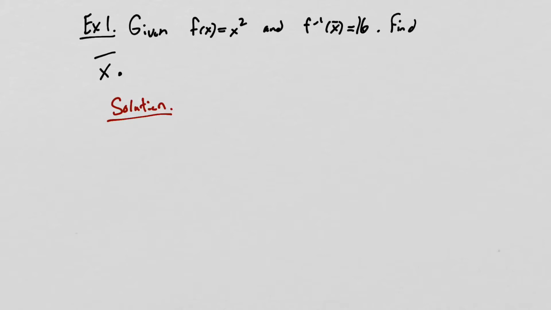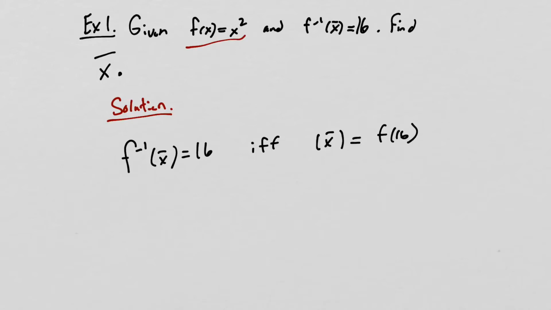First, let's write our inverse. F inverse of x bar is equal to 16. By definition, this is then equal to x bar f of 16. We're given that f of x is equal to x squared. Then plug 16 into x squared. The answer to this question then is x bar is equal to 16 squared, which is equivalent to 256.